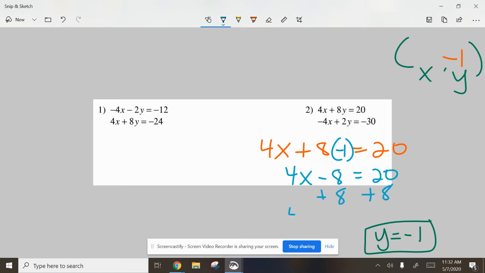I add 8, I get 4x equals 28. Divide by 4, x equals 7. And that would be your final answer, 7, -1.